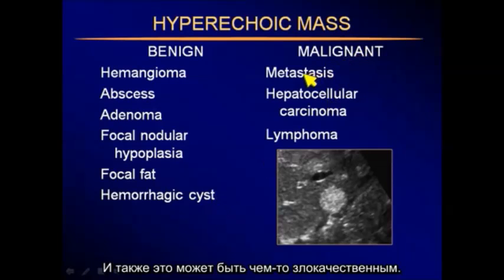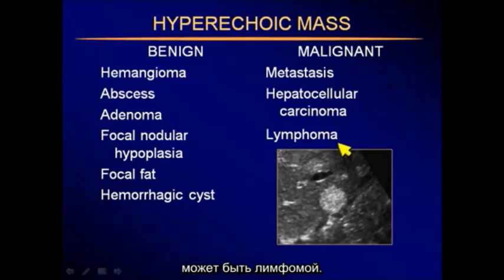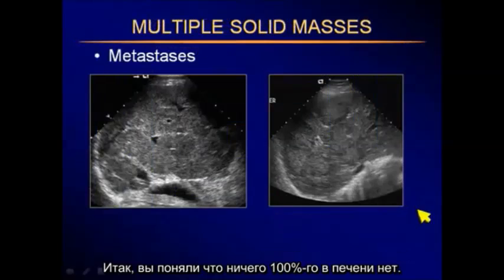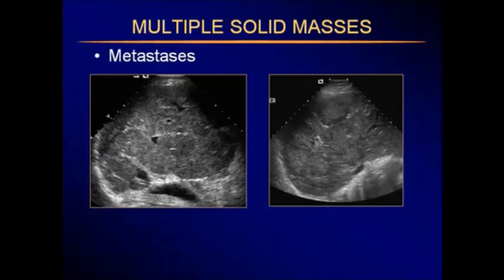And it could also be something malignant. Could be a metastasis, could be a hepatocellular carcinoma, could be lymphoma. Not very specific. All of these are unusual, but this one happens to be a thyroid cancer metastasis. So you see, nothing is 100% in the liver.